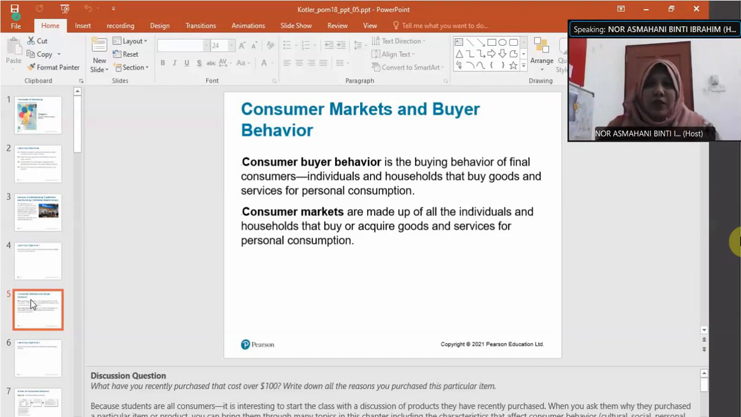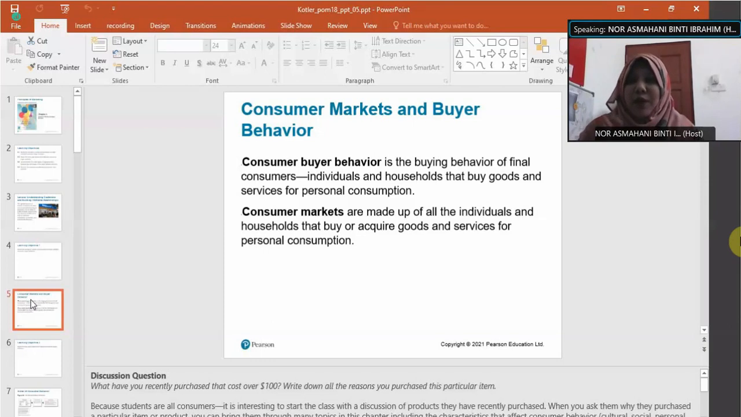Okay, so what is a consumer market? Consumer markets are made up of all the individuals and households that buy or acquire goods and services for personal consumption. The keyword is made up of all individuals. Consists of individuals and also households, or families, that buy. Some of you buy products for your families, your dad, your parents, your moms, buy products and goods for family consumption, for personal consumption. So you don't resell the products. That is consumer markets.